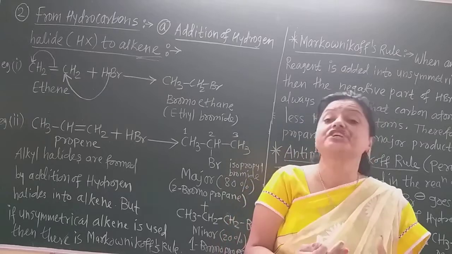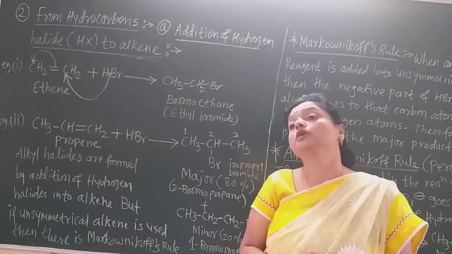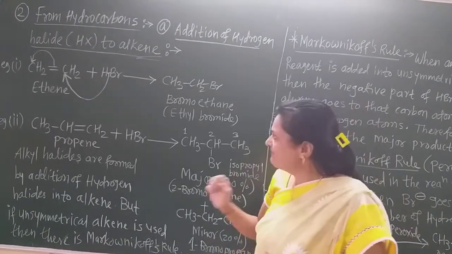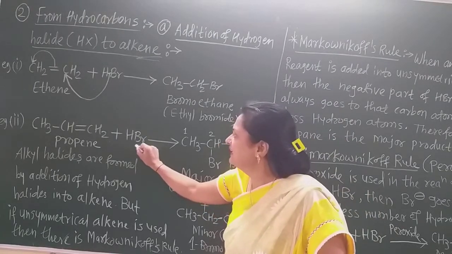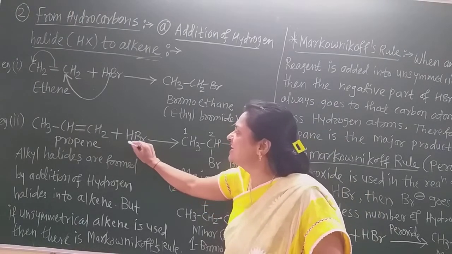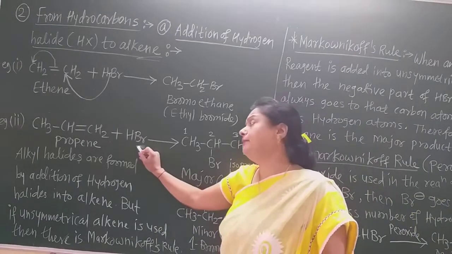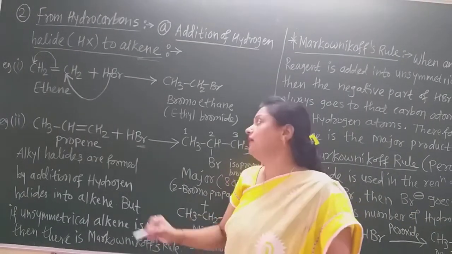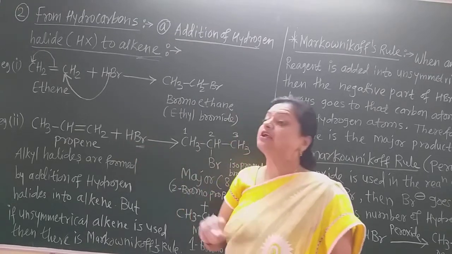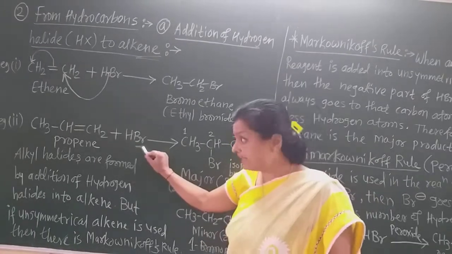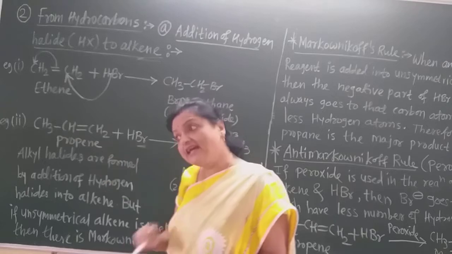So in such case there is the Markovnikov's rule. Remember that. Now always this bromine, that is the negative part of this unsymmetrical reagent. Why is it also unsymmetrical? Because if it is Br2, it is symmetrical, but here one H and one Br. So it is also an unsymmetrical reagent and it is also an unsymmetrical alkene.